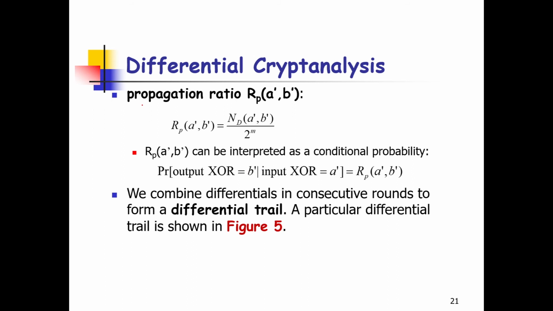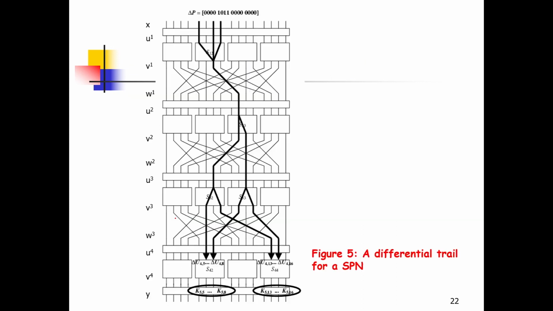Here we will find the propagation ratio, like Rp of a dash comma b dash, with this formula, where 2 to the power m is the number of possible combinations. So what is Rp? Rp is the probability that the output XOR difference is b dash if the input XOR difference is a dash. This is what the differential trial is. So let us take an example from this.